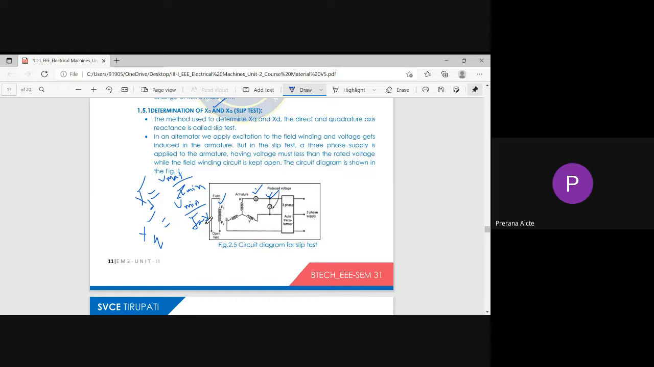So these are the methods to find out the voltage regulation of synchronous generator. For the cylindrical rotor machine it is different, and for the salient pole synchronous machine it is different. In the salient pole synchronous machine, by using two reaction theory, we obtain the voltage regulation.